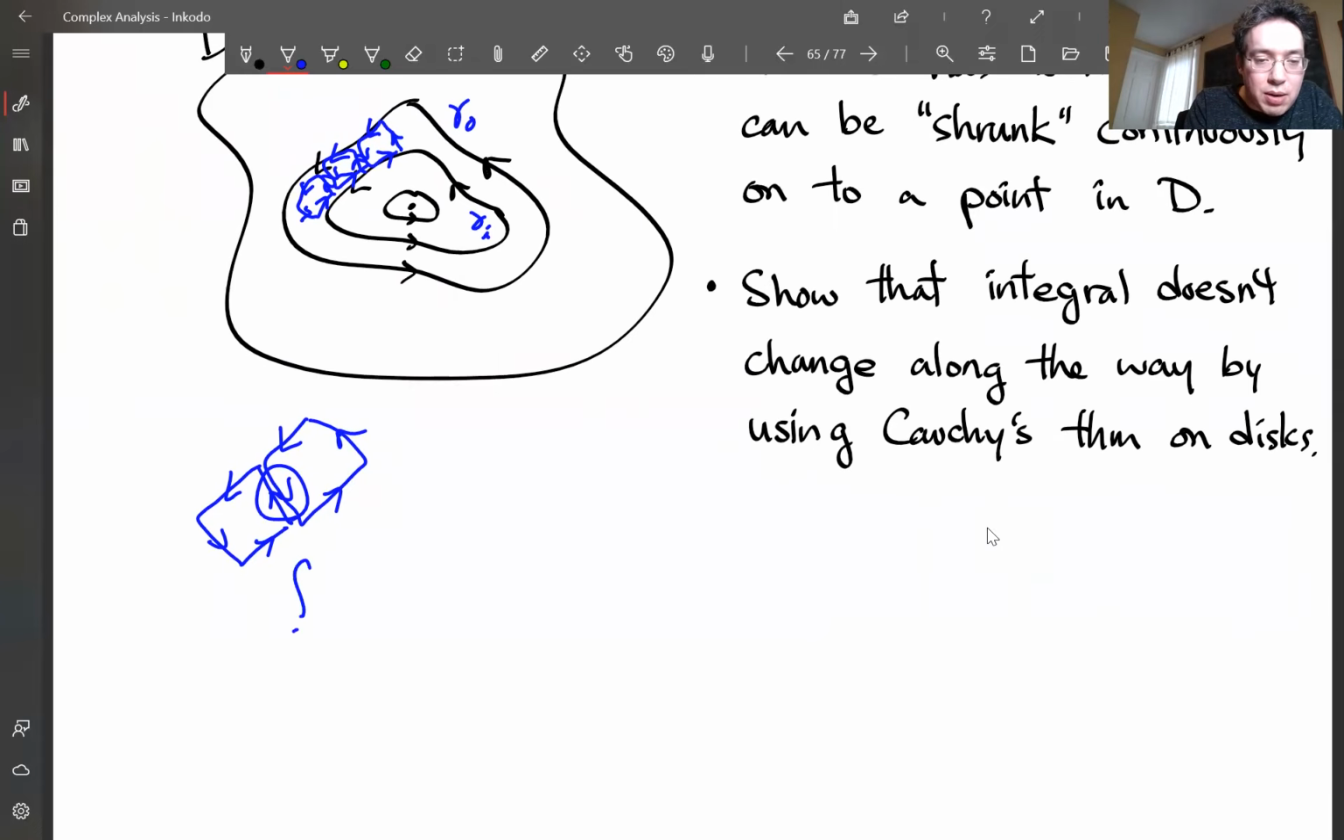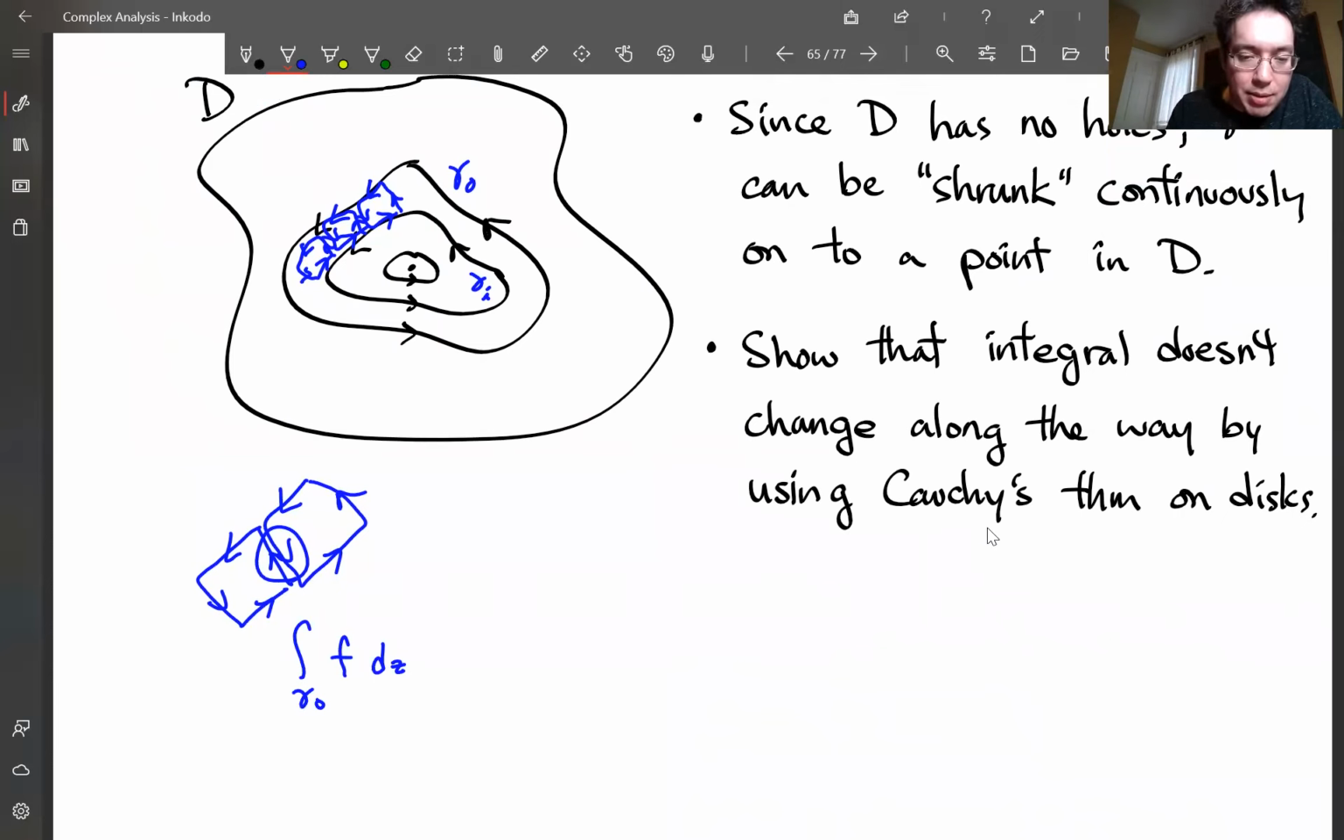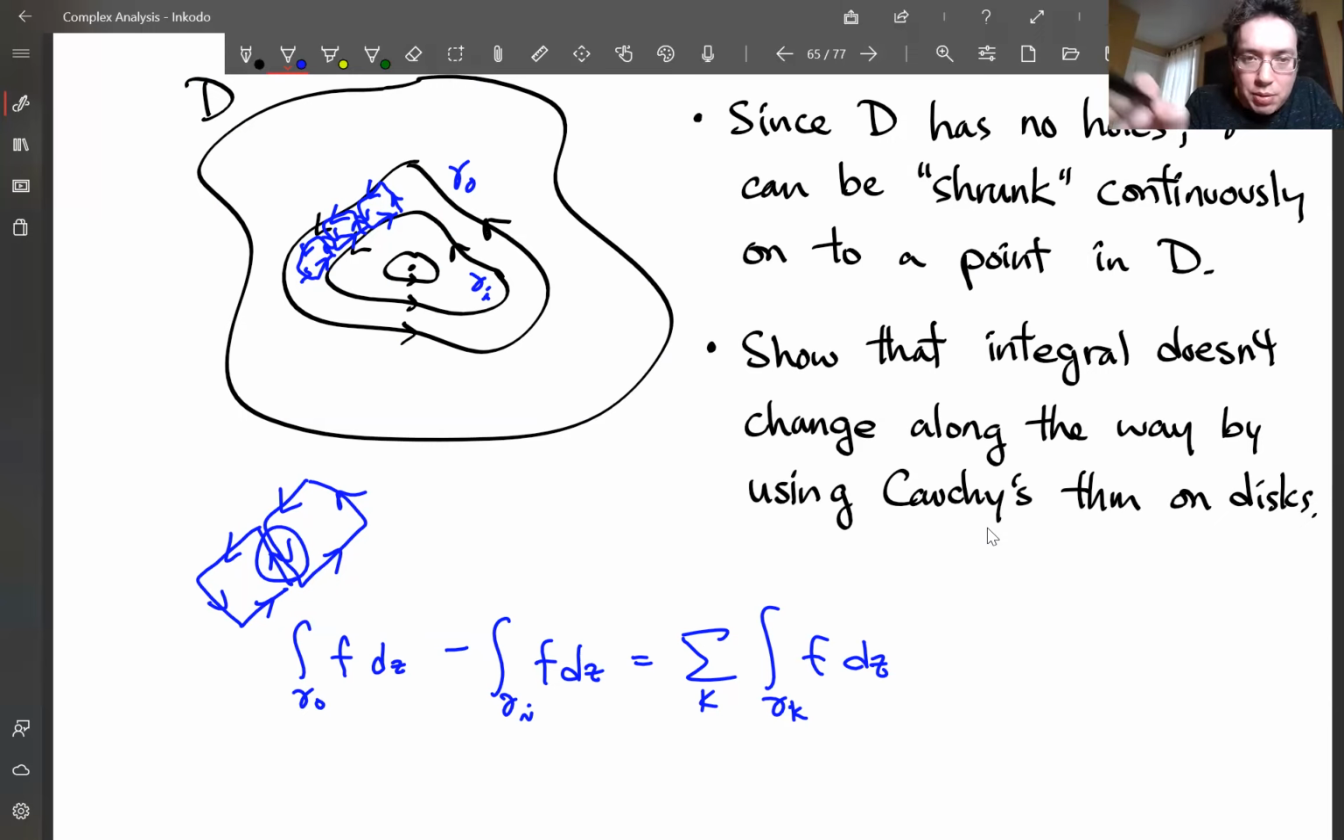So let's see. Let's say I have the path integral for the outer path. And then notice the inner path is now traced backwards. I'm going clockwise instead of counterclockwise. So I'm writing a negative to show that I'm going in the backwards direction. So this is equal to the sum of the little loops, which I'm going to call gamma k. So the sum of the small loops is equal to the one big outer curve minus the inner curve.